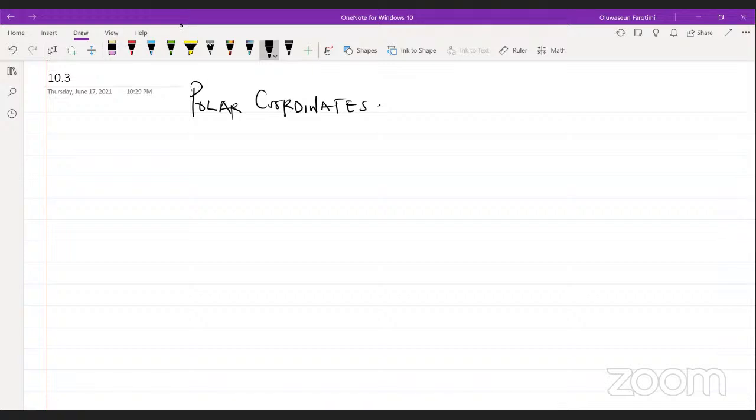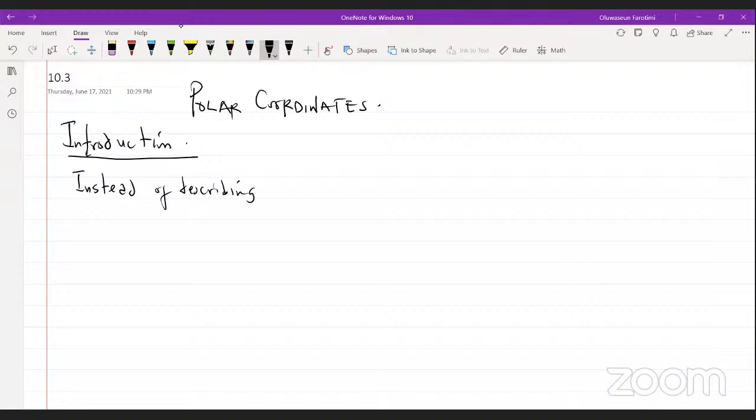All right, so introduction. I'm going to write a few things. So, instead of describing the position of a point in the plane by its coordinates.